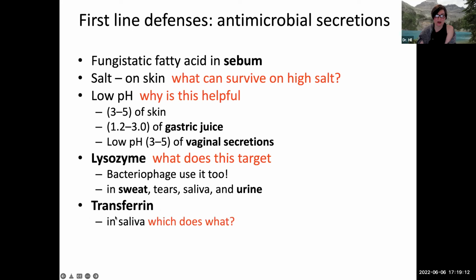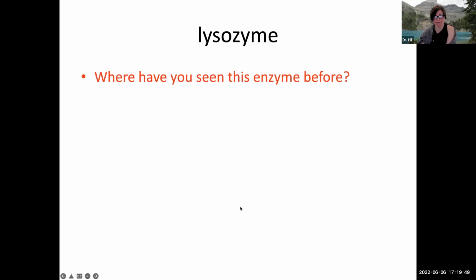And then in addition to that, we have transferrin in our saliva and other places. What does transferrin do? This is something we make, and what's it for? What is its function? It binds iron, that's right. So it's binding iron to keep it away from us, to make sure there's not free iron floating around that's reactive and damaging, but also to keep it away from bacteria. We need iron so we can run our cellular respiration. Bacteria can use it for the same thing.